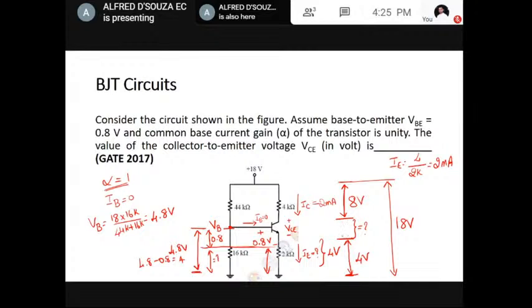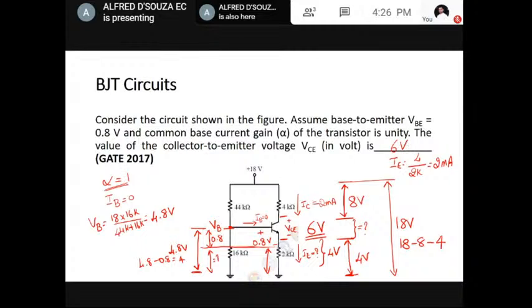So subtract 18 minus 8 is 10, minus 4 is 6. So voltage between these two terminals, collector and emitter, is 6 volt. That is 18 minus 8 minus 4. So VCE is 6 volt. And that is the solution. This question was asked in GATE 2017.